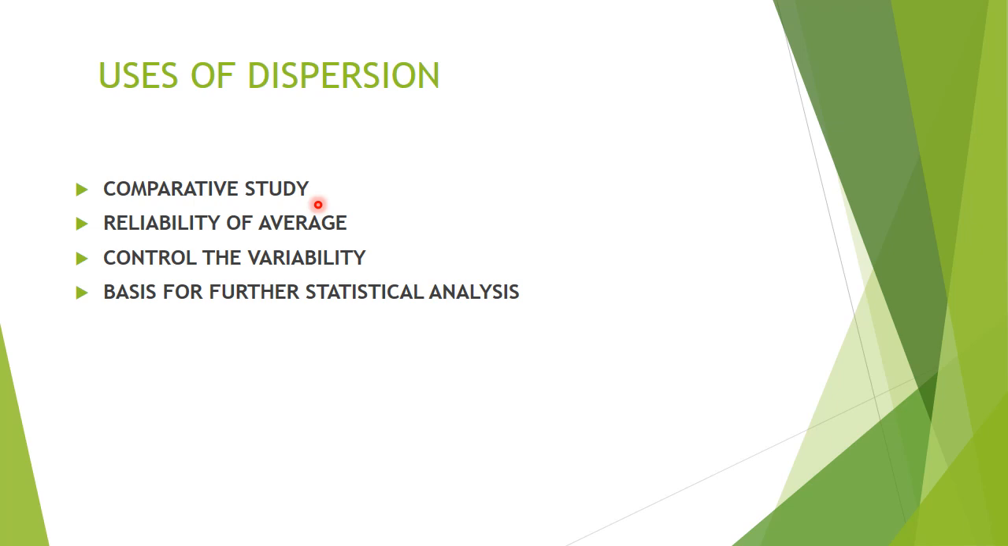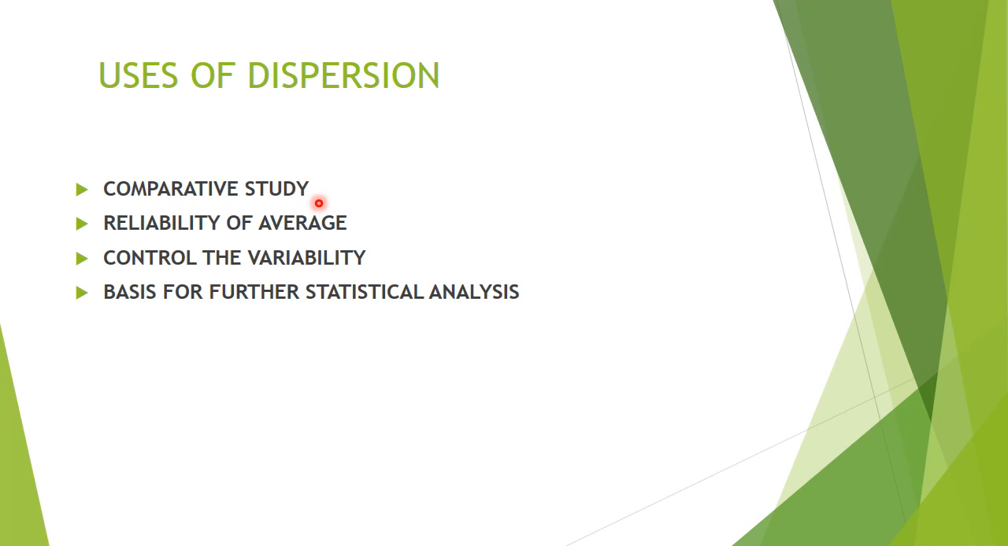Second is reliability of average. A small value of dispersion means low variation between observation and average. It means that the average is a good representative of observation and very reliable. A higher value of dispersion means greater dispersion among the observations. In this case, the average is not a good representative and it cannot be considered reliable.